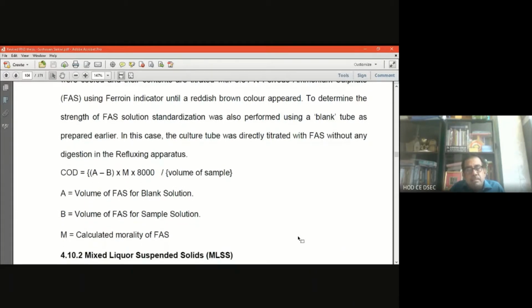The blank titration will be more because there is no COD, it is distilled water. So the titration value will be more. And the B value is for the sample, which carries COD, so the titration value will be less. M is the molarity, generally 0.01 normal, 0.01 molar FAS is being used. Knowing these things, and the volume of the sample being 2.5 milliliters, you can determine the value of COD.